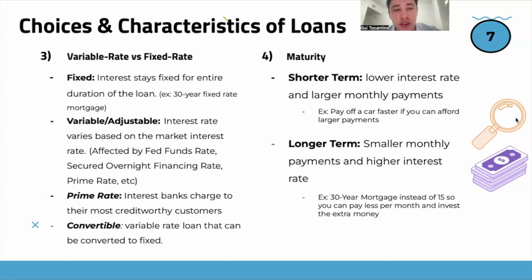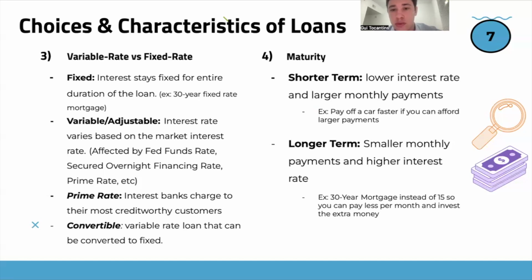Then you also have variable rate versus fixed rate. So the fixed interest stays fixed for the entire duration of the loan. For example, a 30-year fixed rate mortgage, versus the variable adjusted loan, where the interest rate varies based on market interest rates. That can be affected by Fed funds rates, the secured overnight financing rate, prime rates, and so on. The prime rate is just the interest banks charge to their most creditworthy customers. And you also have convertible, which is a variable rate loan that can be converted to fixed, depending on the contract. And then you also have maturity, which is short and long term.